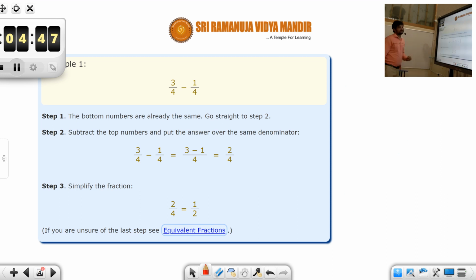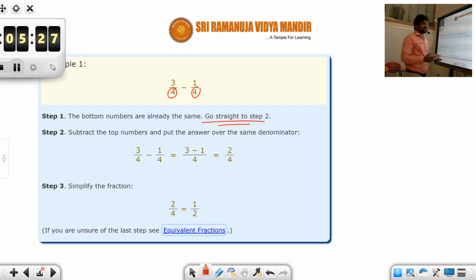Suppose we need to find 3 by 4 minus 1 by 4. Students, what is our first step? We need to make the denominators the same. What do you observe over here? You can clearly observe that 4 is the denominator in the first fraction and 4 is the denominator in the second fraction as well. So the denominators are already the same, so the first step is not necessary and we can go straight to step 2.